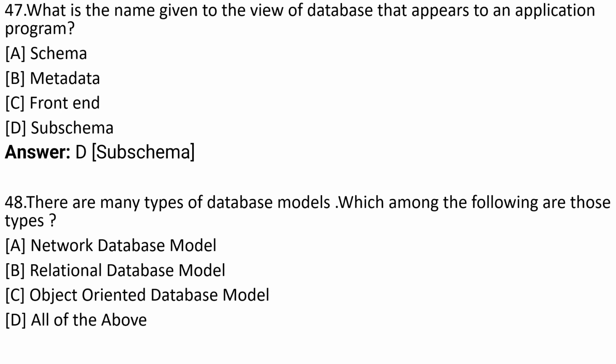Question number 48. There are many types of database models. Which among the following are those types? Option A network database model, option B relational database model, option C object oriented database model, option D all of the above. And the answer is option D all of the above.